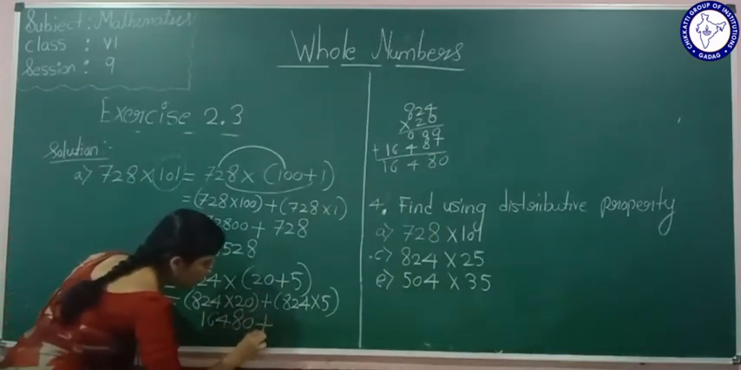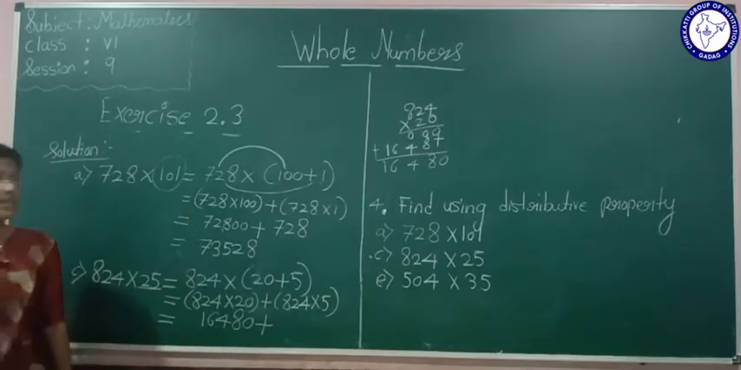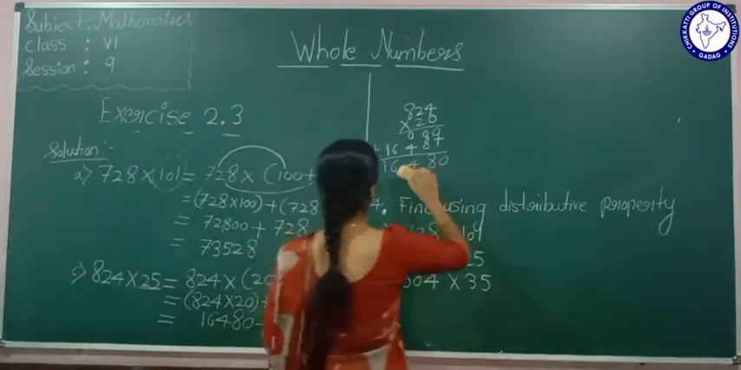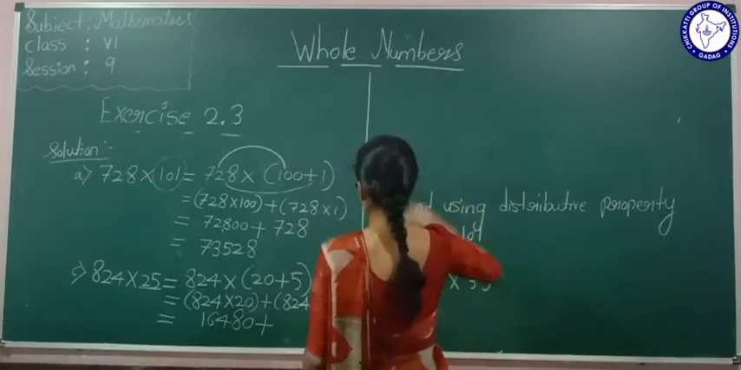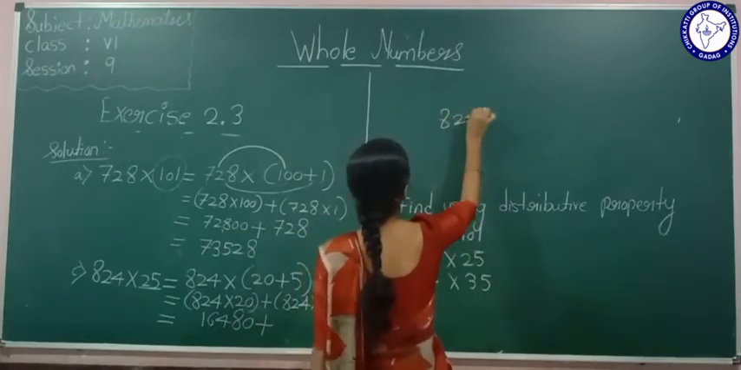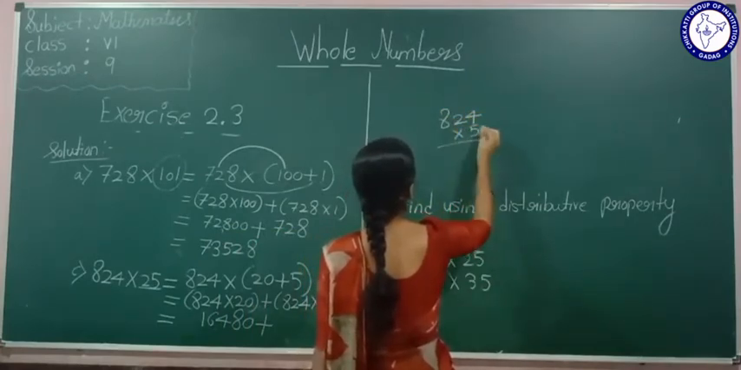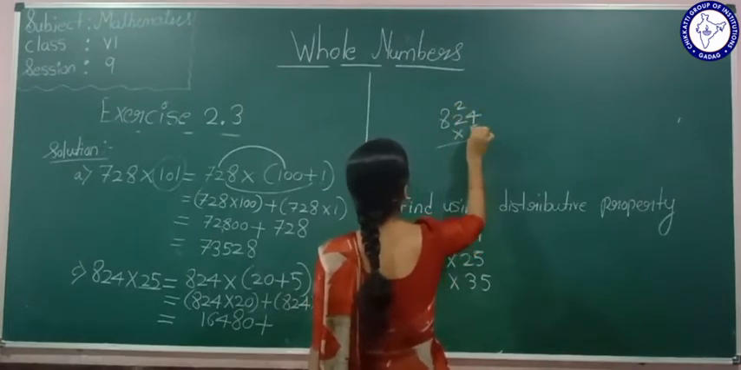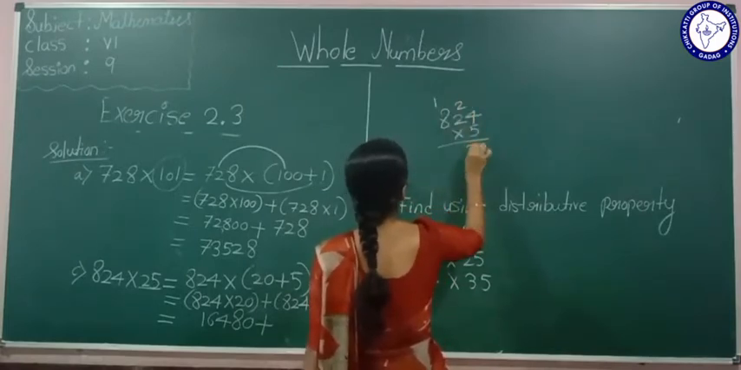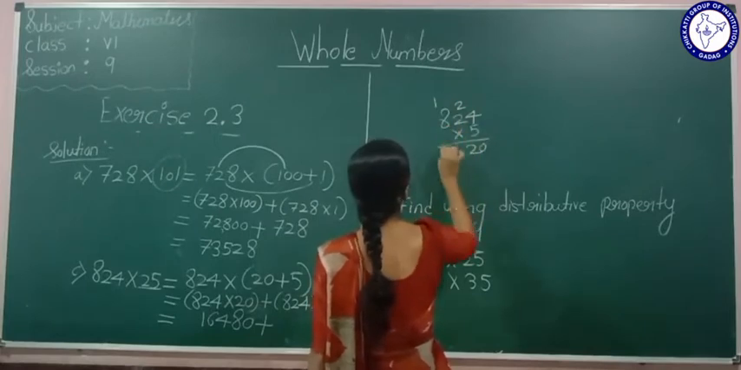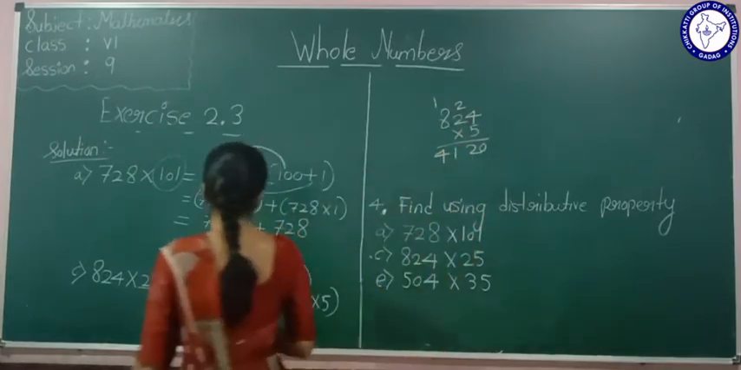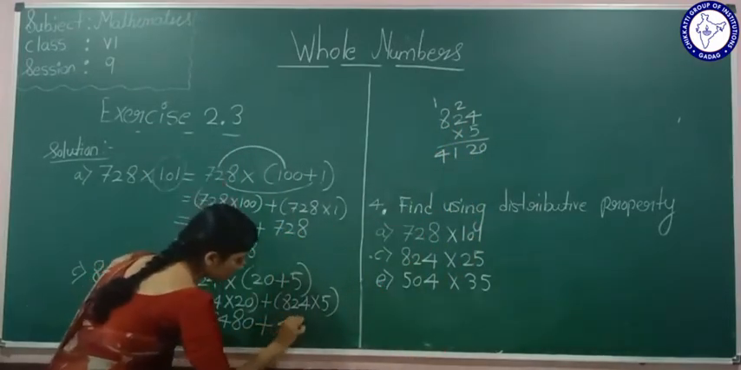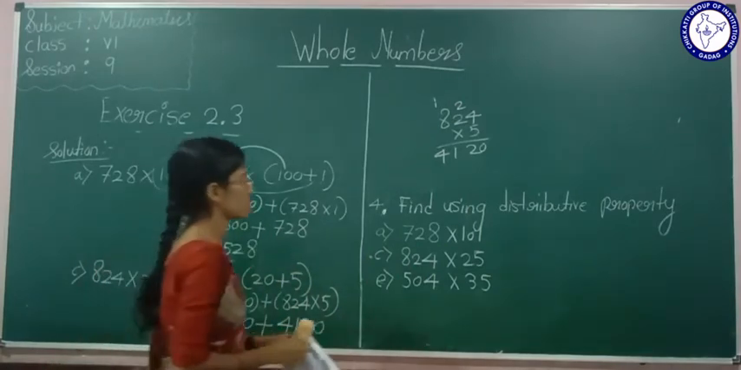16,480 plus what is 824 multiplied by 5? 5 4s are 20. 5 2s are 10. 10 plus 2 is 12. 5 8s are 40. 40 plus 1 is 41. It is 4,120.